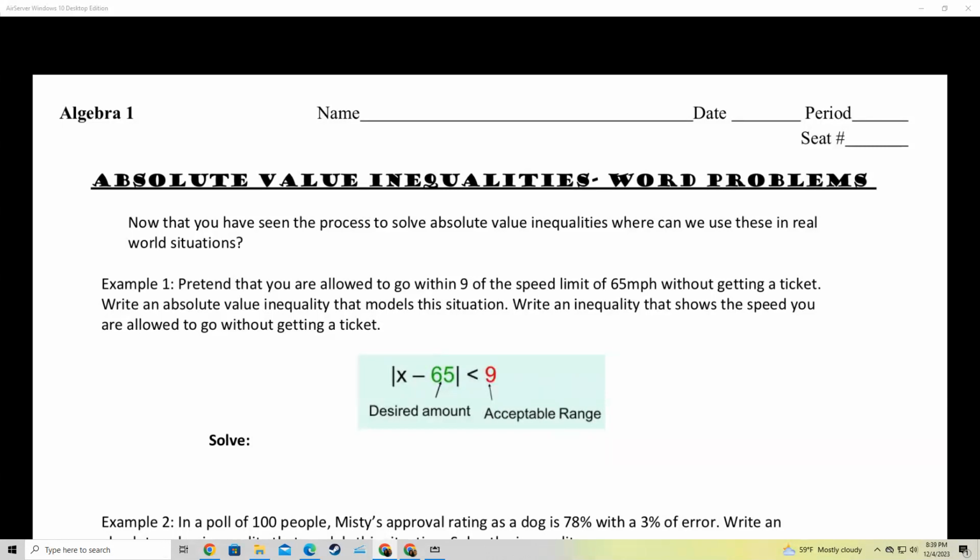Example number one: pretend that you are allowed to go within 9 miles per hour of the speed limit of 65 miles per hour without getting a ticket. Write an absolute value inequality that models this situation. Write an inequality that shows the speed you are allowed to go without getting a ticket. So here we go. We want basically to calculate a distance, right? And remember that a distance between our target number and your actual number is never going to be negative.